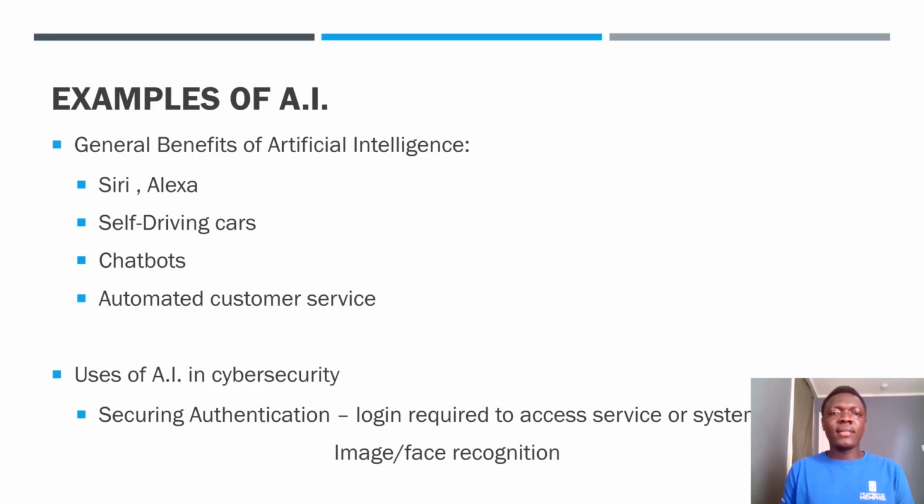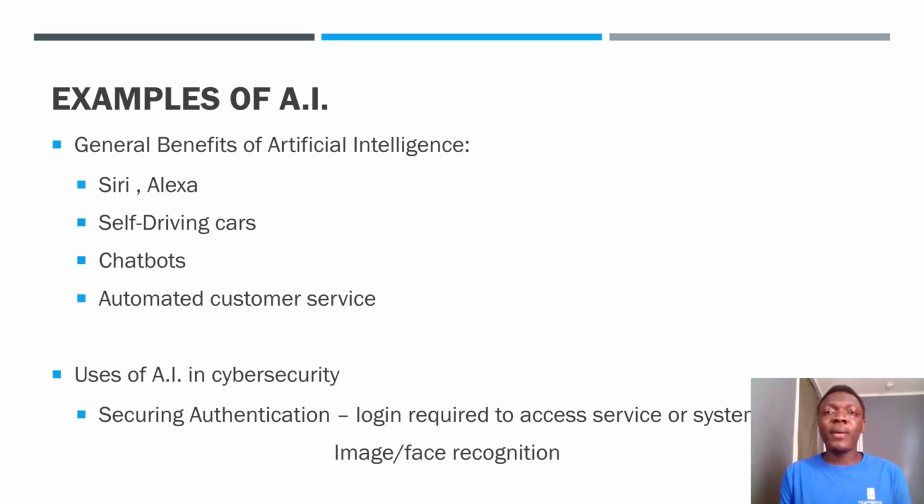So let's now look at some examples or some uses of artificial intelligence, both in our daily lives and in the field of cybersecurity. We can speak of Siri, we can speak of Alexa, we can talk of autonomous or self-driving vehicles, we can speak of chatbots or even automated customer service systems.